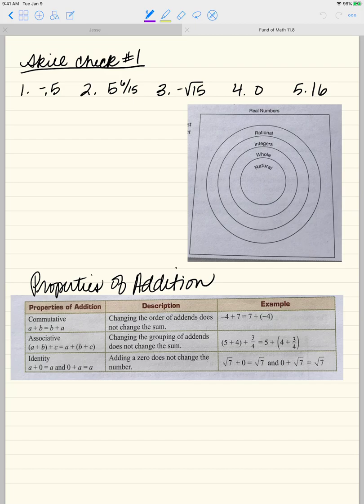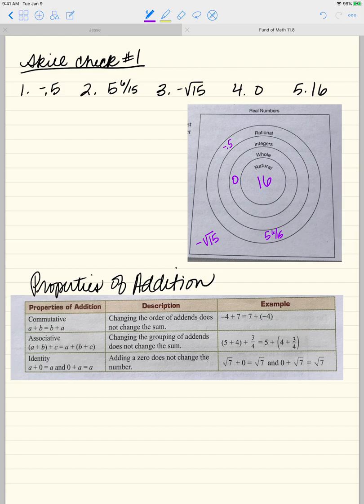Skill check number 1, working through the exact same thing. Negative 0.5, that is a terminating decimal, therefore it is rational. Number 2, 5 and 6/15ths, that also is a rational number. Negative square root of 15, that is not a perfect square, so that's going to be irrational. 0 is a whole number, and 16 is a natural number. That's how we classify our numbers, okay?